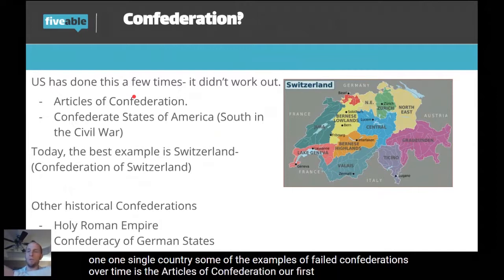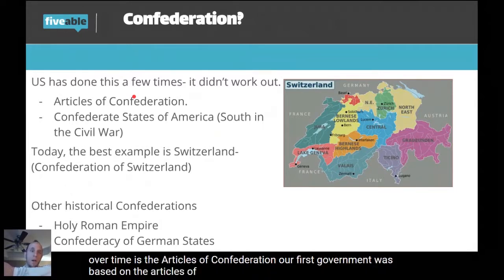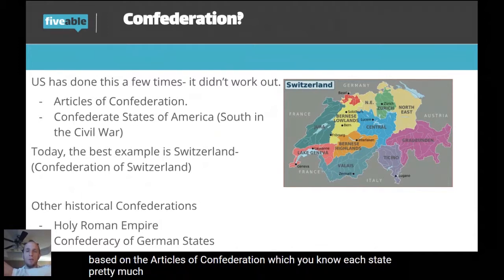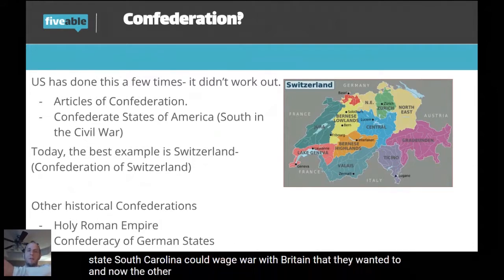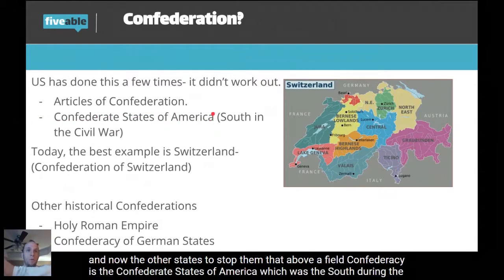Our first government was based on the Articles of Confederation, in which each state pretty much was going to be their own independent country. One state, South Carolina, could wage war with Britain if they wanted to, and none of the other states could stop them. Things like that didn't work out well for us. Another example of a failed confederacy is the Confederate States of America, which was the South during the Civil War.